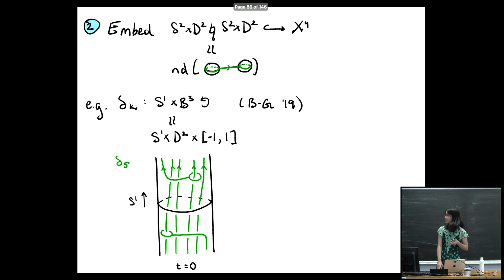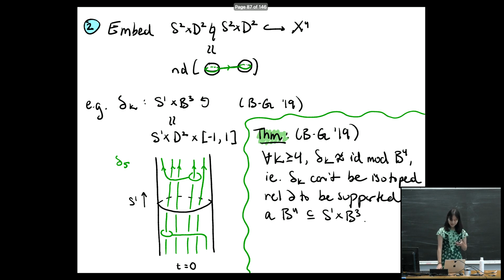So this guy is delta 5 because we've gone 5 times around, but in general they have delta k. And the barbell diffeomorphism is just supported in a small neighborhood of this barbell. Okay, so what they showed in their paper is that as long as k is greater than or equal to 4, these diffeomorphisms are non-trivial, and in fact, they're non-trivial in a stronger way. So they're not isotopic to the identity mod B4.